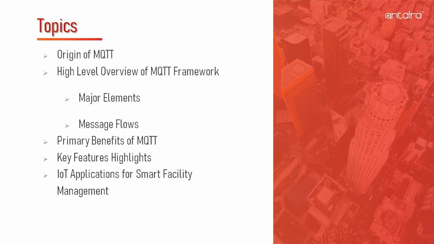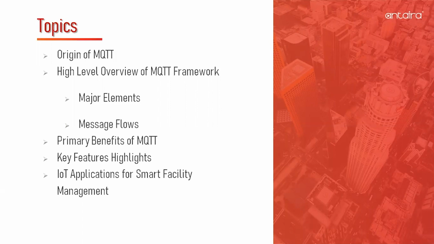Next, we will go on to message flows that take place between MQTT client and MQTT broker. The message flows involve a sequence of steps that must be carried out to establish a connection before data can be sent out or received. Once we have a better understanding of how MQTT works, we will move on to some benefits that make MQTT the ideal messaging protocol for IoT applications.